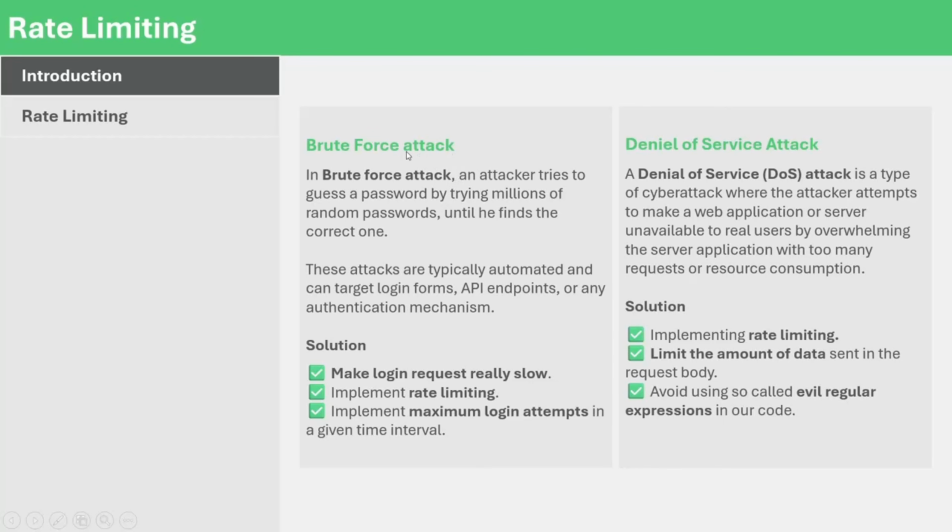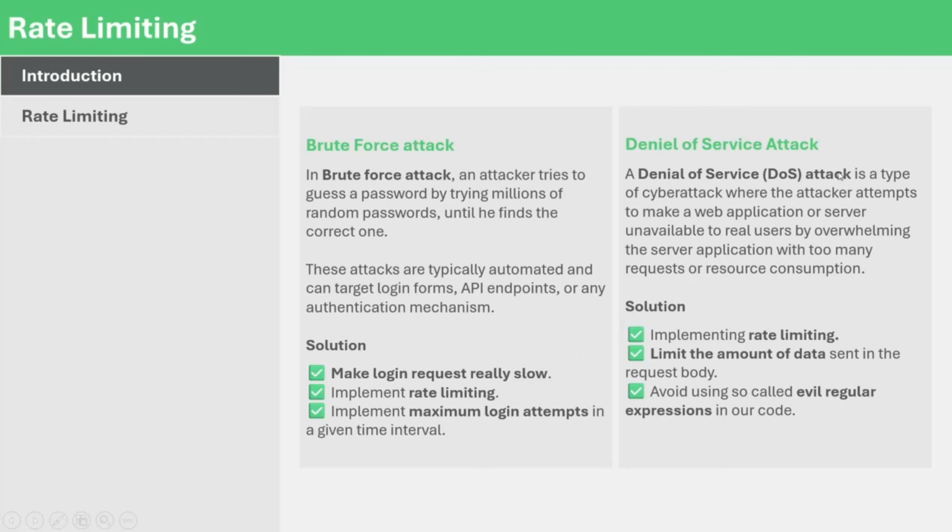Then we also have another type of attack which is denial of service attack. Denial of service attack is a type of cyber attack where the attacker attempts to make a web application or a server unavailable to the real users by overwhelming the server application with too many requests or resource consumption. The main goal of this attack is to disrupt normal operations, causing slowdowns, crashes, or complete unavailability of the application. Now, again, one solution in order to address denial of service attack is to implement rate limiting. So when we implement rate limiting, it can address brute force attack as well as denial of service attack.